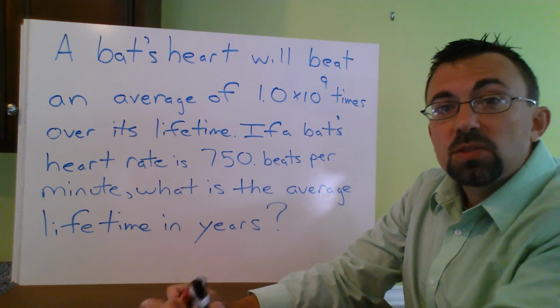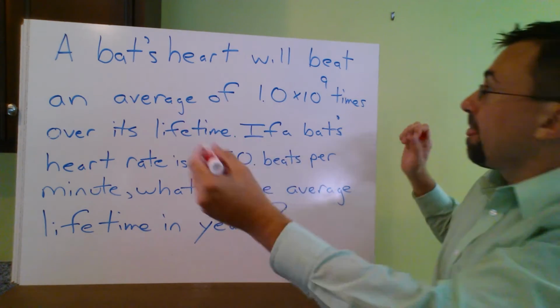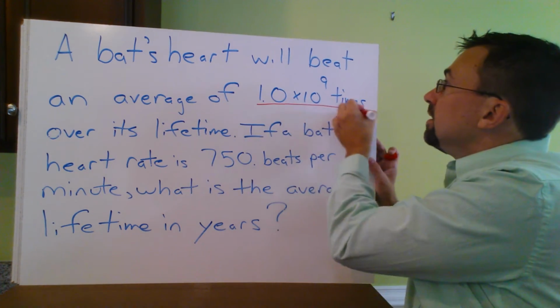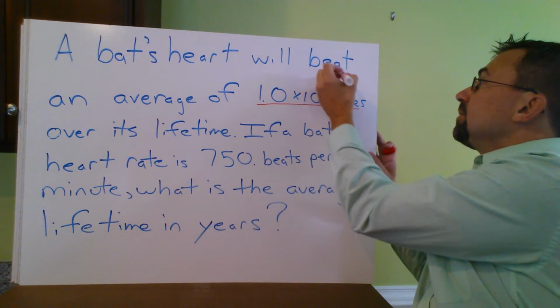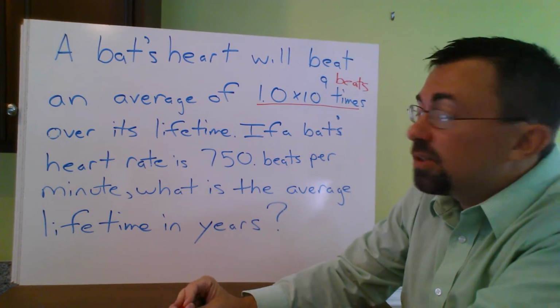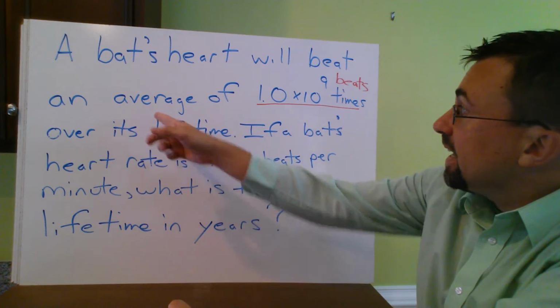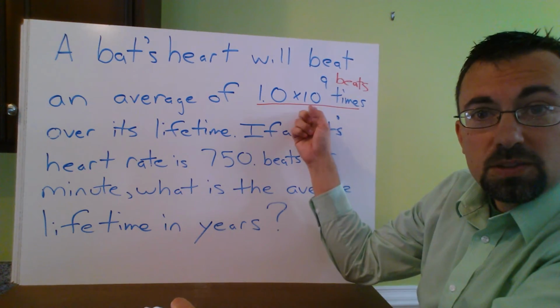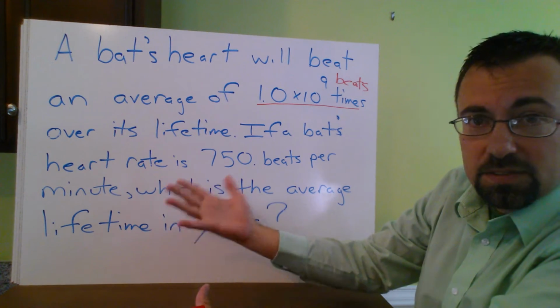What I really want to focus on is what the pieces of information in the problem are. So, 1 billion beats. If you want to say times, or you want to think of this as beats, that's a good idea. We don't care that it's a bat. We don't really care that it's a heart. We don't really care that it's an average, but we do care that we're going to use that number of beats over its lifetime. So if you want to think of that as beats per lifetime, that's fine as well.